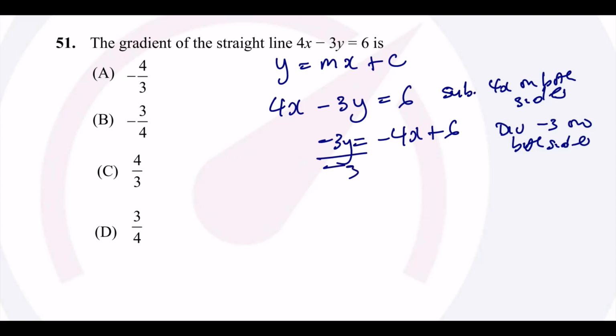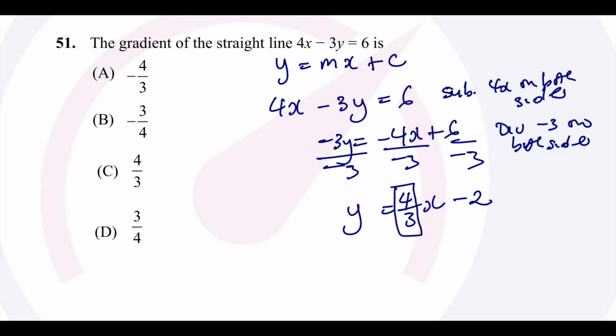So divide both sides by negative 3. Then we are left with y is equal to negative 4 over negative 3, which gives me positive 4 over 3x, and positive 6 divided by negative 3 gives me negative 2. So I can now say that my gradient is positive 4 over 3, which matches C.